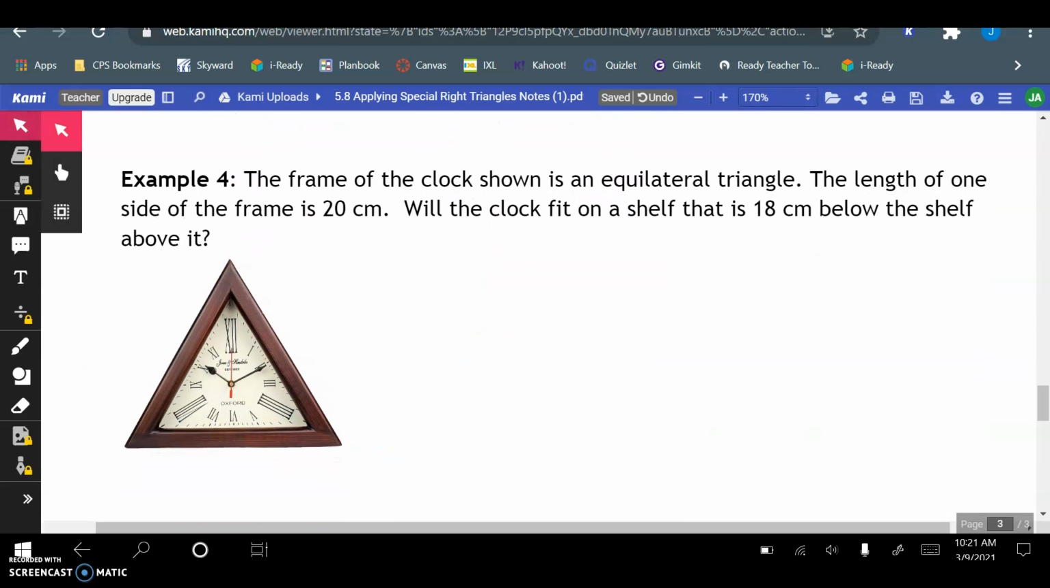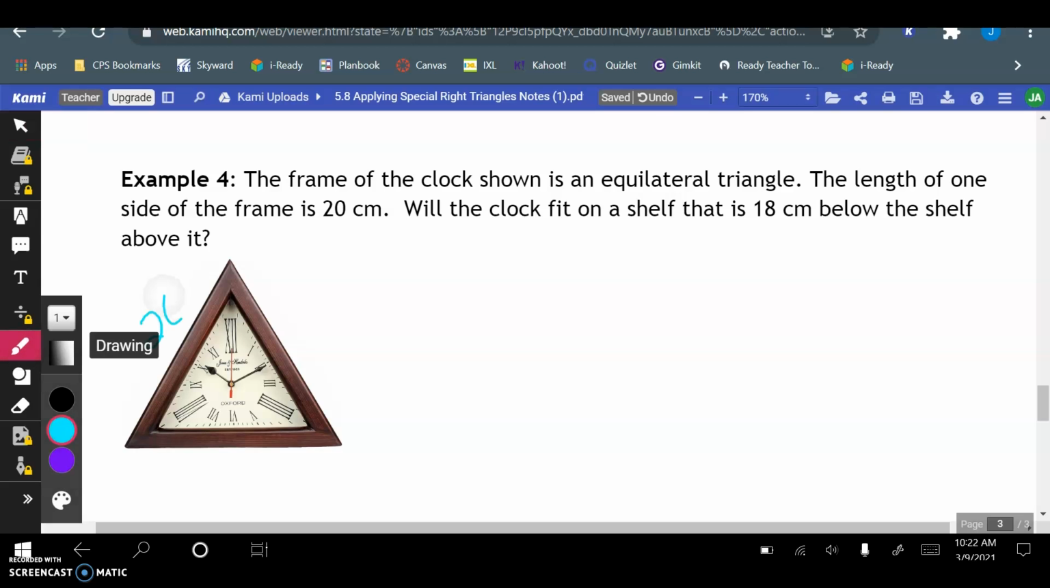And our last example says the frame of the clock shown is an equilateral triangle. The length of one side of the frame is 20 centimeters. Will the clock fit on a shelf that is 18 centimeters below the shelf above it? So in other words, is this less than 18? So if it's an equilateral, all the sides are 20. And if I cut that bottom in half, we would have 10 and 10, right? So we have to figure out what this length is.